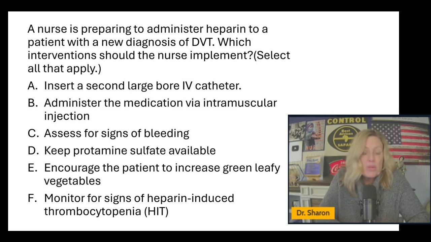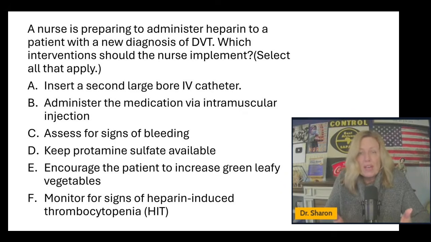For someone who's on heparin, we'd want to encourage the patient to increase green leafy vegetables. Well, green leafy vegetables are high in vitamin K, and you have to eat a consistent diet of green leafy vegetables when someone is taking warfarin. It's not specific to heparin, but increasing vitamin K is not going to help prevent clots. In fact, it may promote clotting. There's no reason to do that. We're trying to prevent clots from forming. So giving green leafy vegetables is not a good option. So I don't like that one.